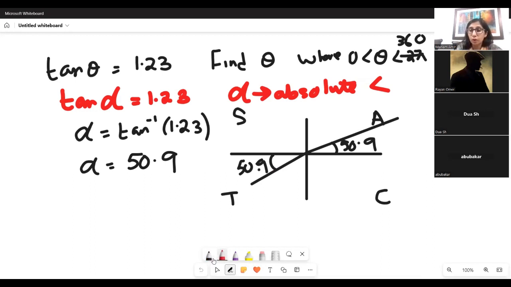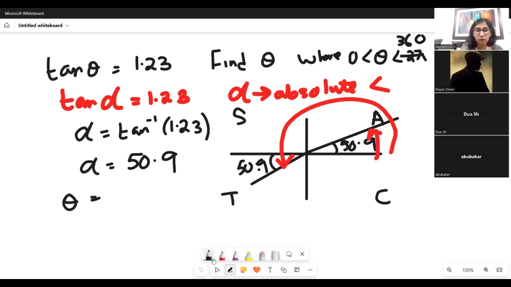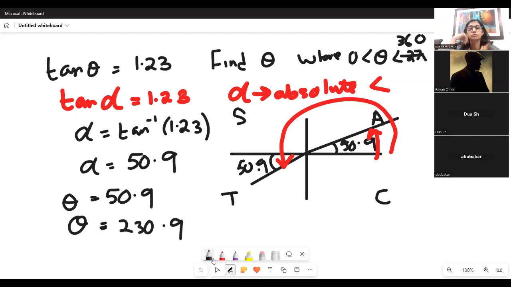So one of your values of theta is this, and the other value of theta is this. So you're getting two answers of theta. One is the same, 50.9, and the other one is 180 plus 50.9. I hope you understand where the 180 is coming from. 230.9. All right. So these are the two answers.